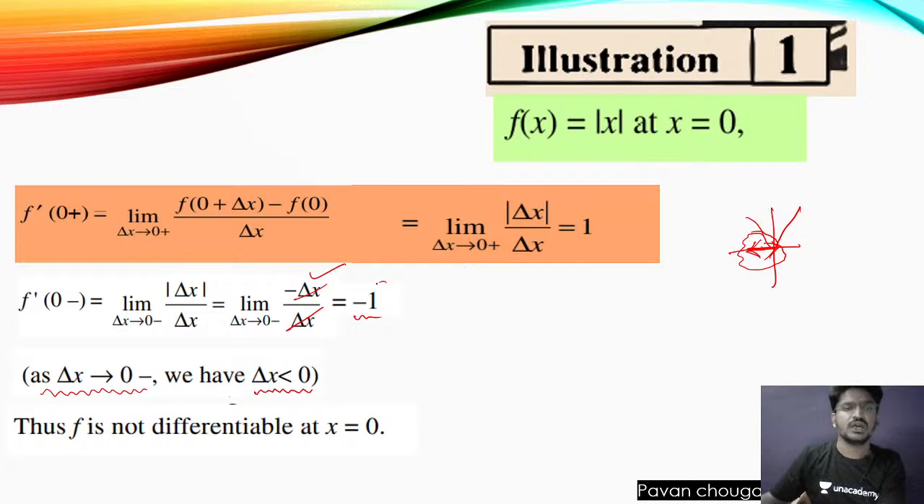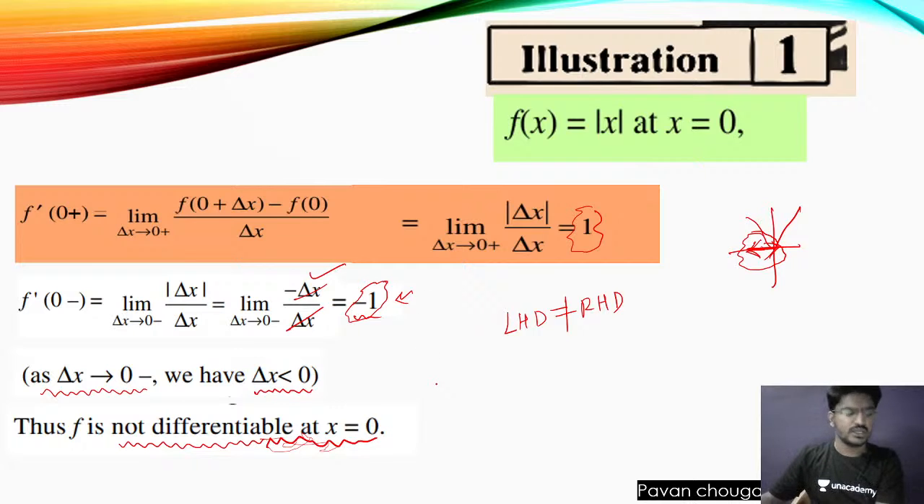So you can see here your left hand derivative is minus 1, right hand derivative is plus 1. As I said, if left hand derivative and right hand derivative are not equal, then it is not differentiable. Clear? Okay. So now you understood mod x is not differentiable at x equal to 0.